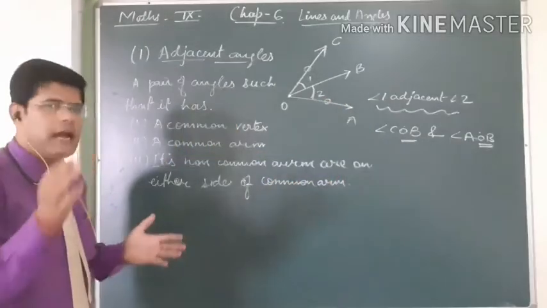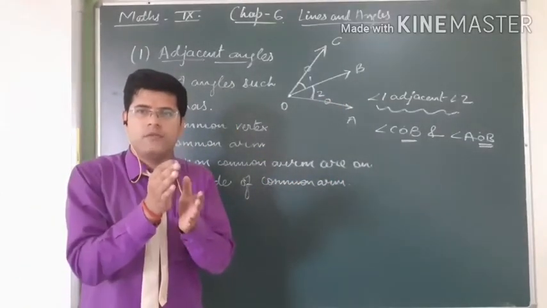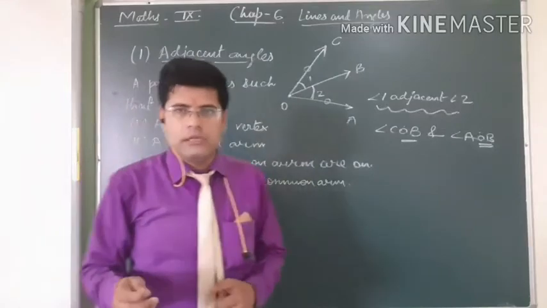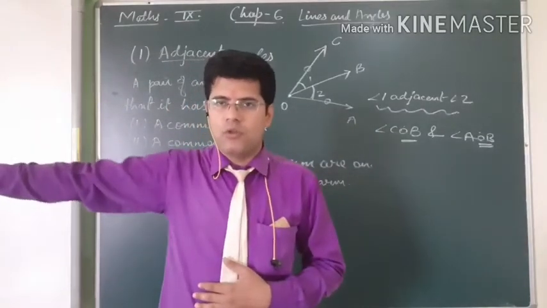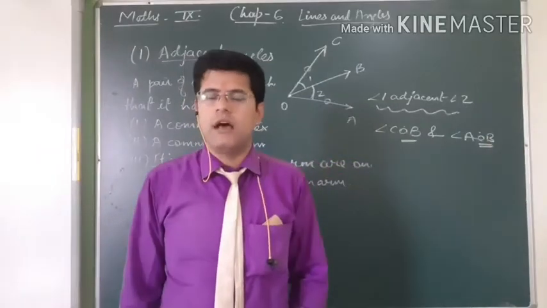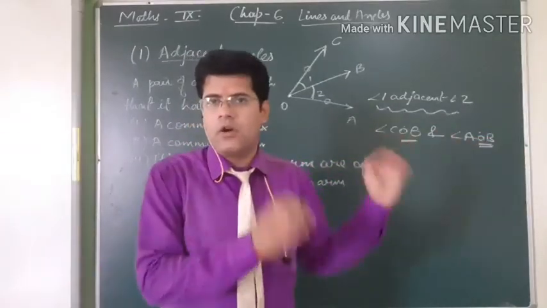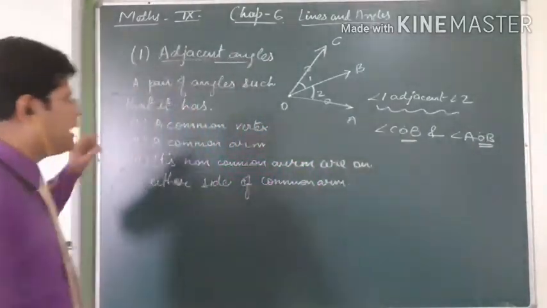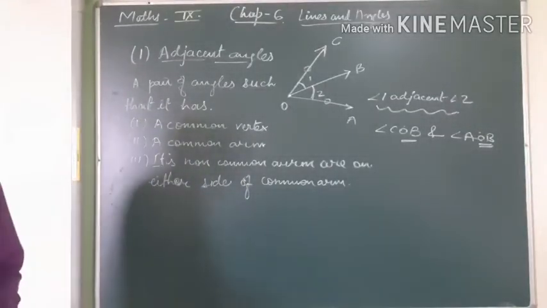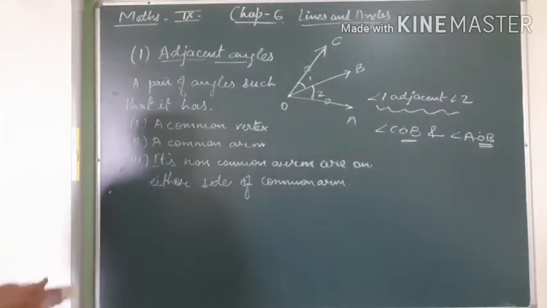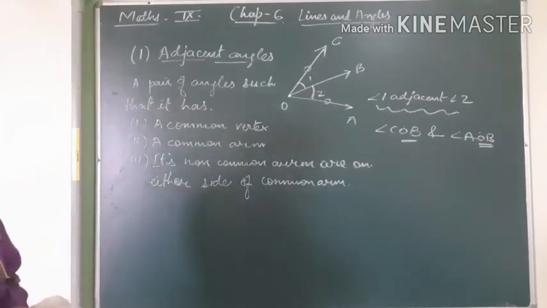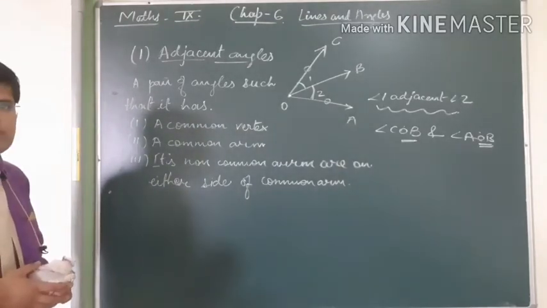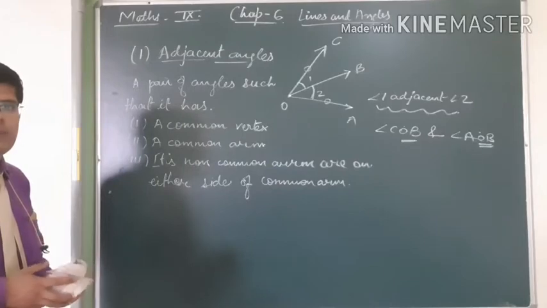That must be either side. It means one is on the right-hand side and the other is on the left-hand side. This is called either side. As I am standing in between, I am the common arm. This one is a non-common arm and this one is also a non-common arm, and these arms are on either side, not on one side. Okay students, so this is referred to as adjacent angle. This adjacent angle will help you to state the linear pair property. So you have to write this adjacent angle property also. After that I am going to write the linear pair property.